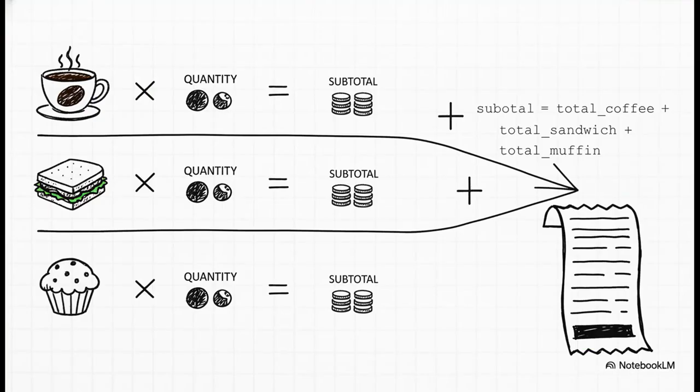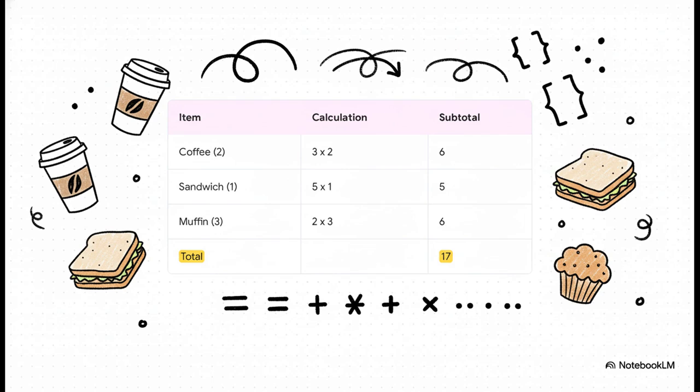This shows the whole process. We're just repeating that same pattern for the sandwich and the muffin, right? Multiply the quantity by the price to get a subtotal for each one. Then, and this is the key part, we just add all of those individual subtotals together to get our final bill. And voila! This is what our program creates. A beautiful, clean, formatted receipt that shows every single item, how it was calculated, and that final total at the bottom. We've built a real, working billing system with just a handful of variables.